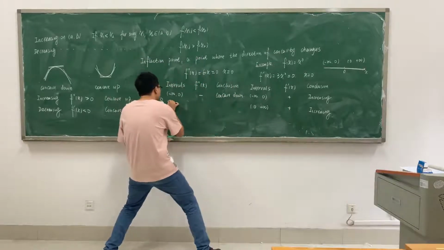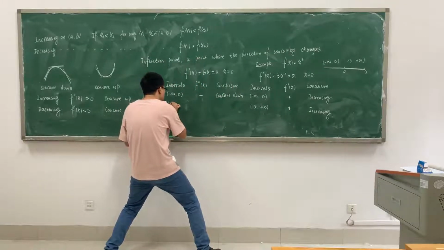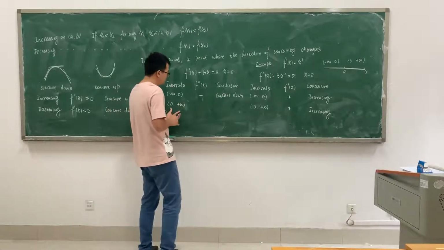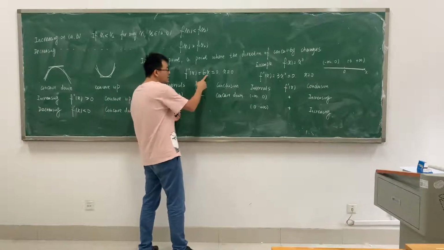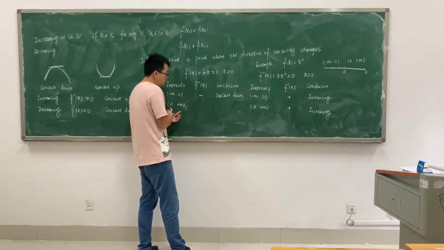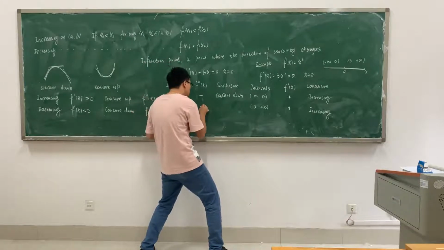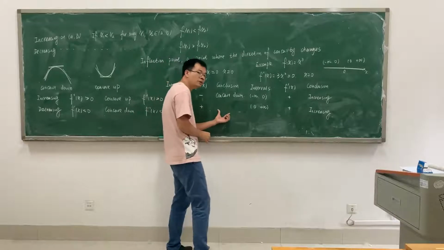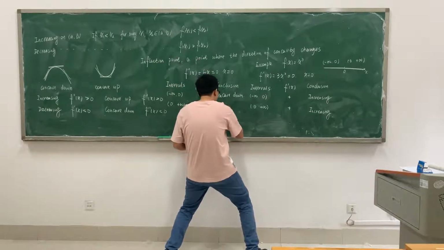And the second interval is 0 to plus infinity. In this interval, is 6x greater than 0 or less than 0? Of course, it's positive. So here it is concave up.